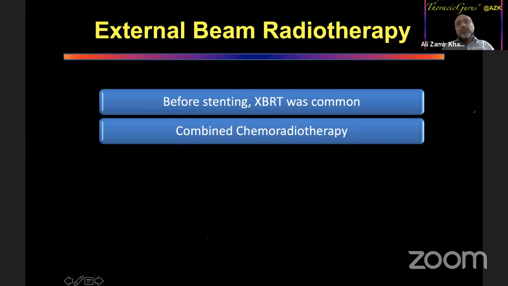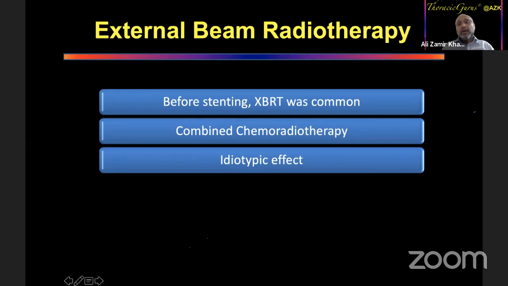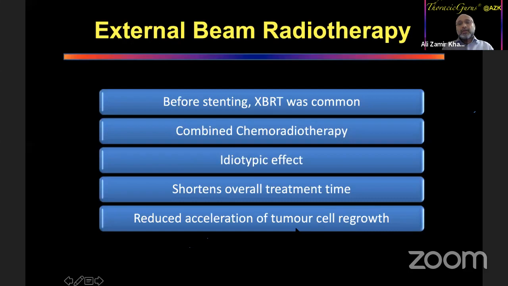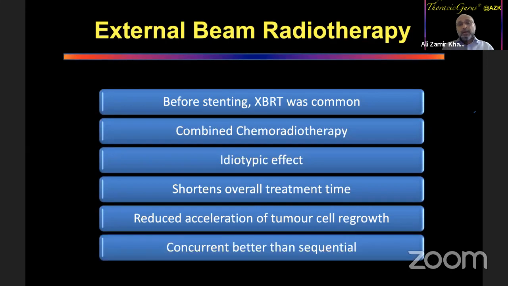Radiotherapy can be used as a combination of chemoradiotherapy for treatment of the primary cancer. There is evidence to show that it causes idiotypic effect, which means the radiotherapy makes the receptor more sensitive to chemotherapy. So radiotherapy acts on the antibody receptor and it makes it more effective. That's the meaning of the word idiotypic. And so it makes chemotherapy act better on the tumor and shortens the overall treatment time and reduces the acceleration of tumor cell regrowth. So a chemoradiotherapy in anterior mediastinal tumor may work better. And you should preferably use it concurrent rather than sequential. If you're going to be treating cancers in the mediastinum and you have to use chemotherapy, it's better to use them concurrently. Of course, the patient has to be fit to withstand this therapy.